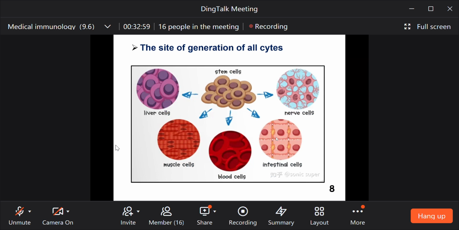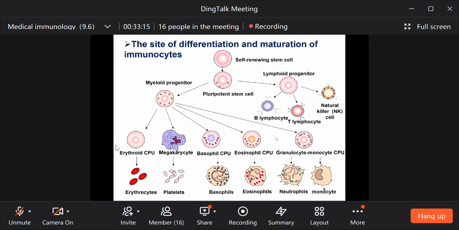So the bone marrow is the only key site for the generation of all cytes. Another point is that bone marrow is the site of differentiation and maturation of lymphocytes.